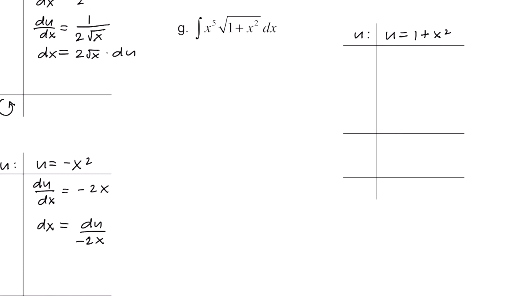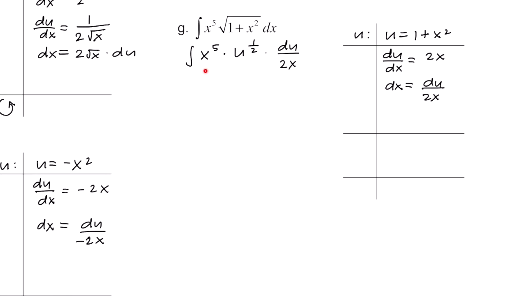We're going to take the derivative with respect to x. And here we have our proportions. We're going to cross multiply and bring the dx up and move the 2x down. Okay, so we're going to plug this in. Since u equals 1 plus x squared, we're going to plug it in right here, but instead of writing the square root of u, we write u to the 1/2. And then finally, dx is equal to du over 2x.